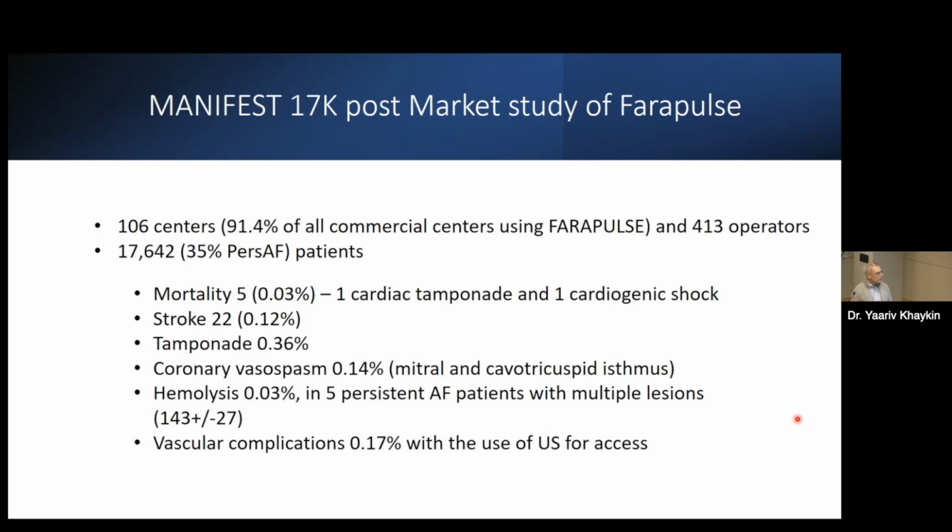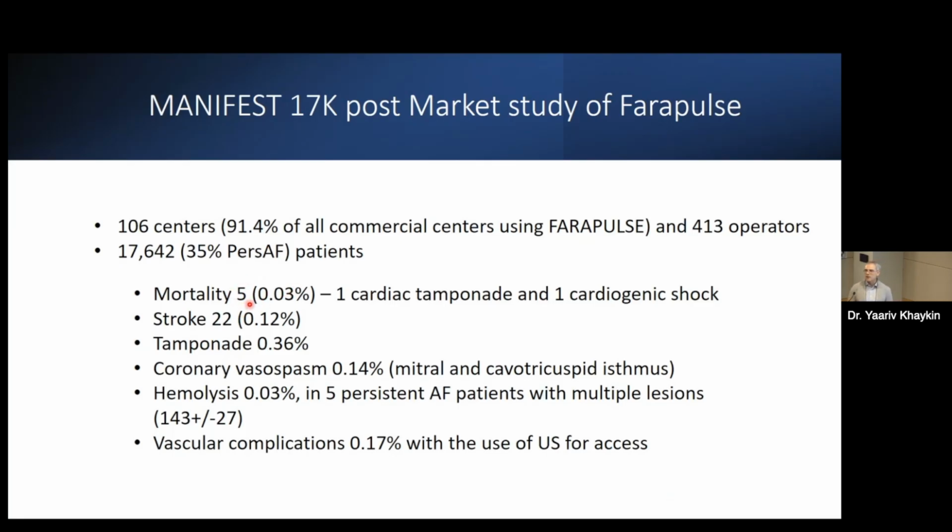And it was primarily a safety registry, not so much an outcomes registry. And what they found was that safety was amazing. Of 17,000 patients, the mortality rate was very low, 5 patients.